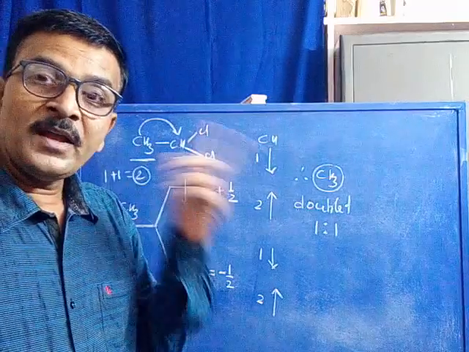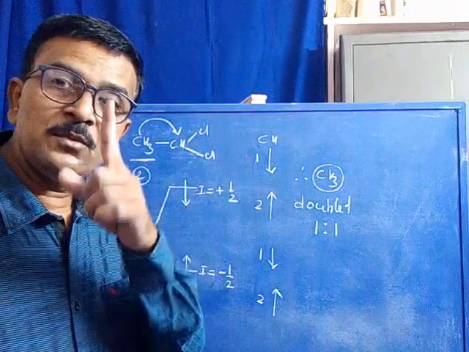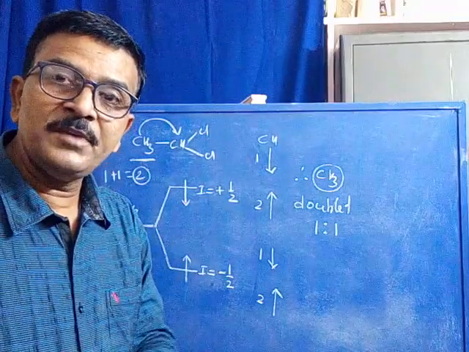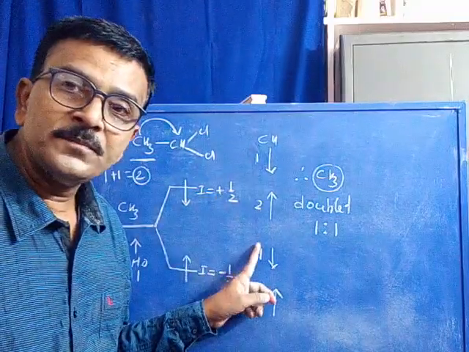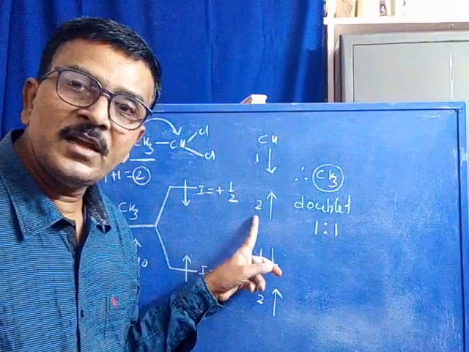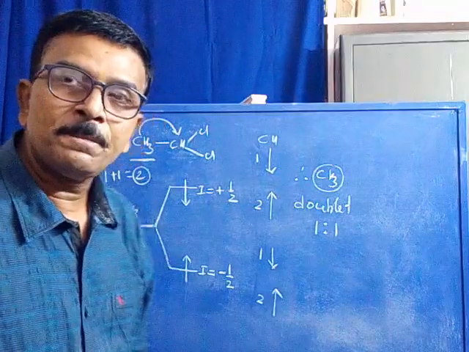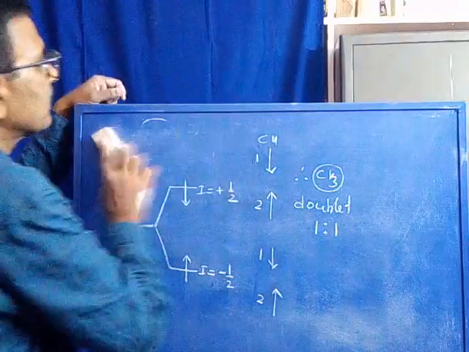Similarly, why 1:1? Because in each orientation there is one combination, only one possibility. Therefore, 1:1. In the first orientation there is only one possibility. In the second orientation again there is one possibility. Therefore, 1:1 intensity. Now coming to another.